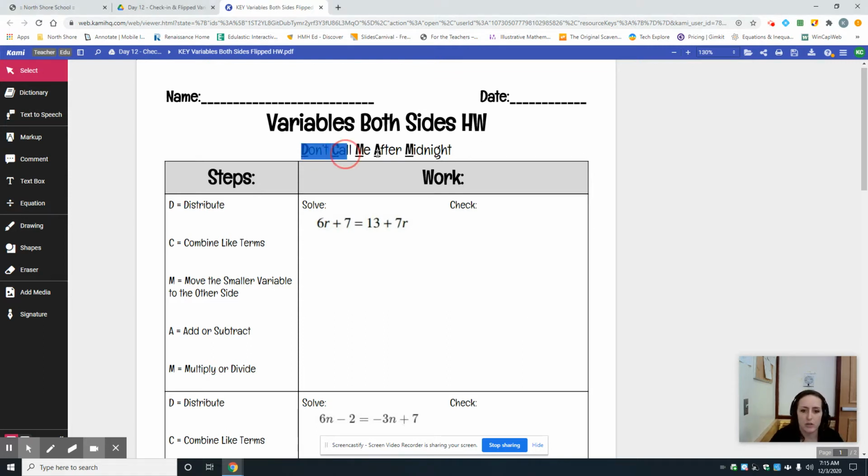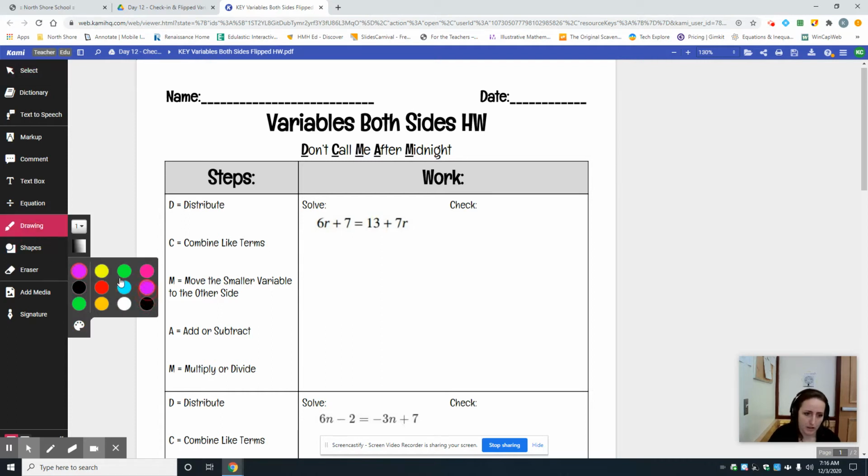We are still going to use "Don't Call Me After Midnight," which stands for distribute, combine, move the smaller variable to the other side. Notice this isn't grayed out now. So that means this is what we'll be doing: add or subtract, multiply or divide. Now, let's get started. We're going to make our brick wall so that we remember we can't just, willy-nilly, combine like terms. We can move things still using opposite operations or inverse operations.